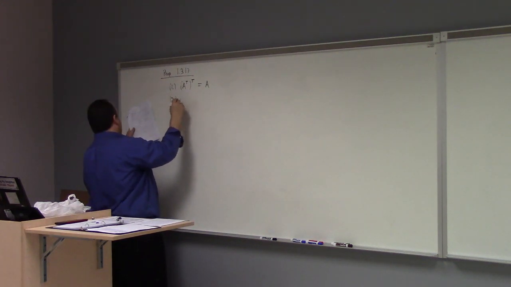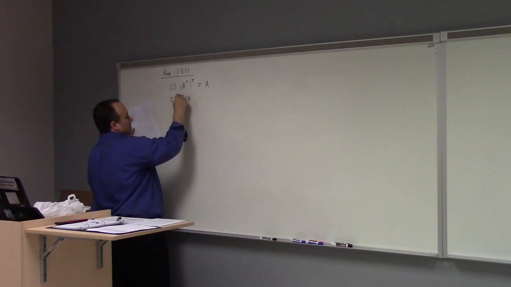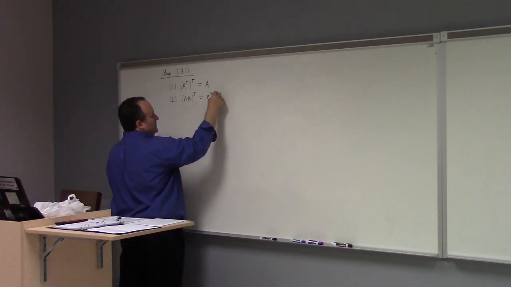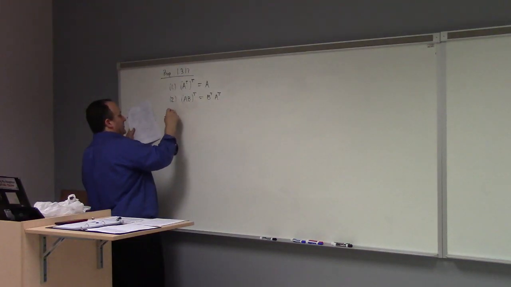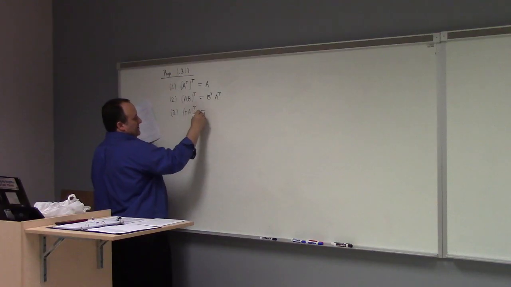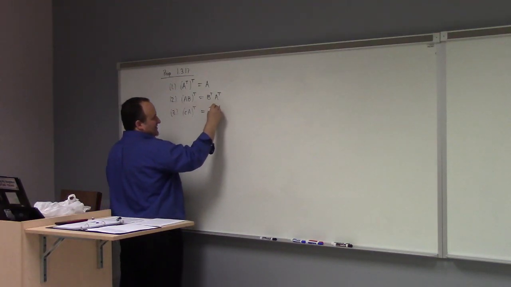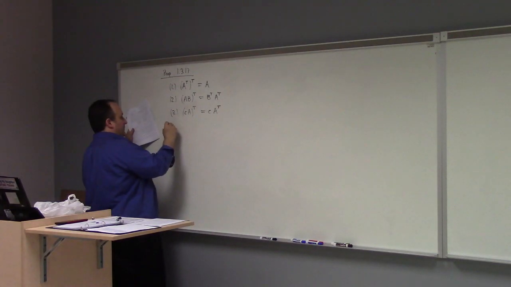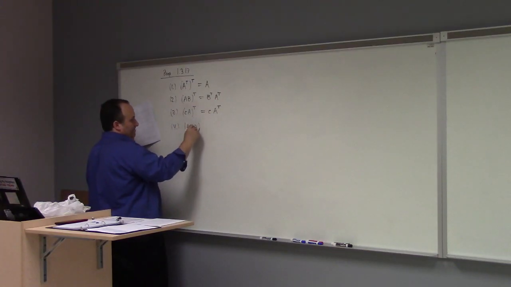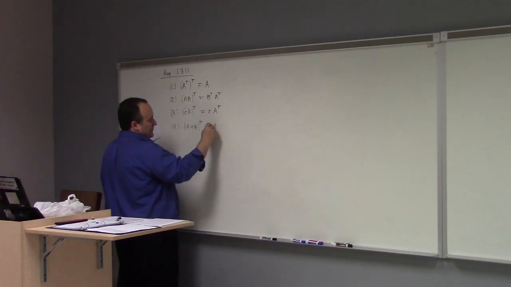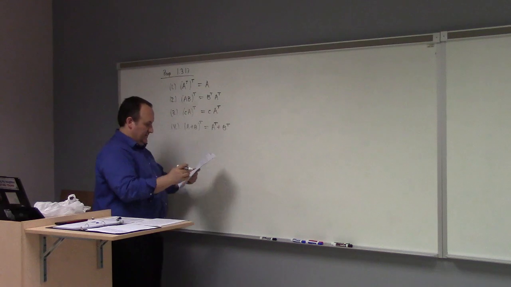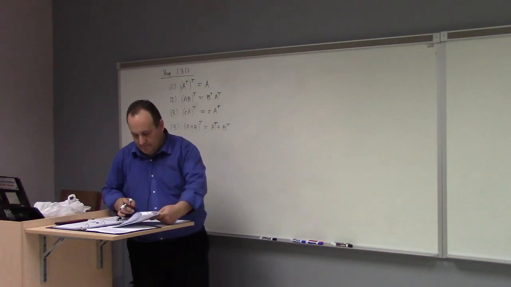Or 2, the transpose of a product is the product of the transposes in opposite order. 3, we can pull a constant out of a transposition and nothing happens to it, right? And of course, the transpose of a sum is the sum of the transposes. All right, so you guys are probably like, I know all this. Good. Can you prove it?